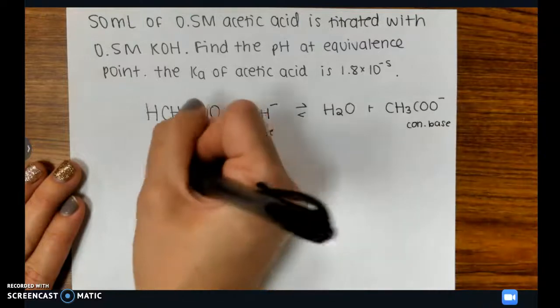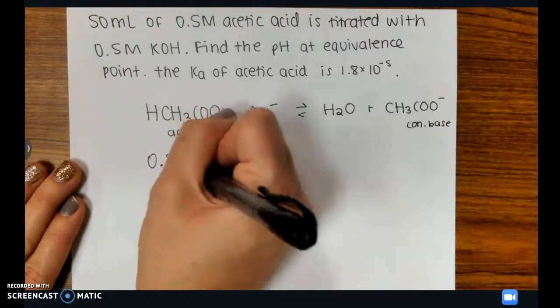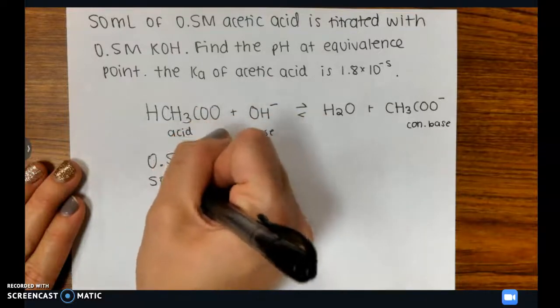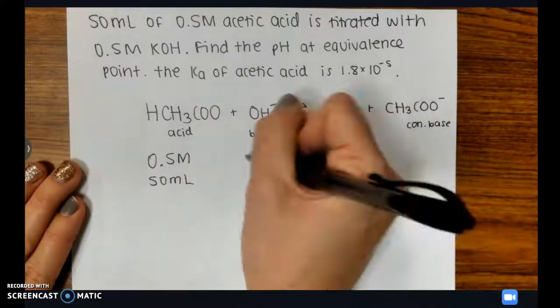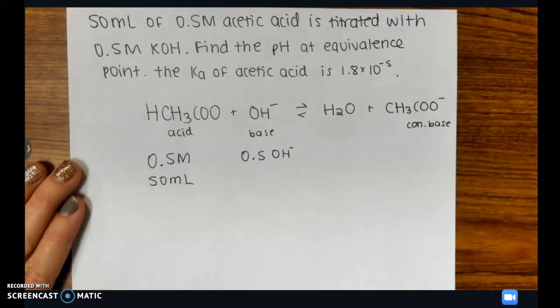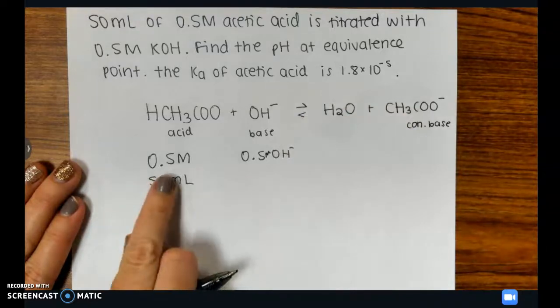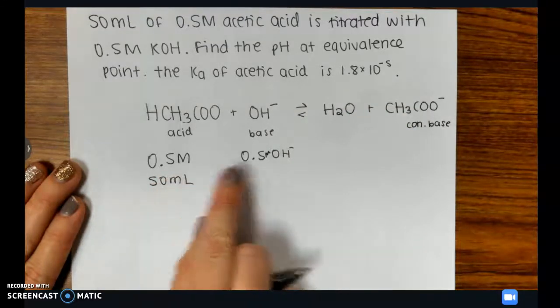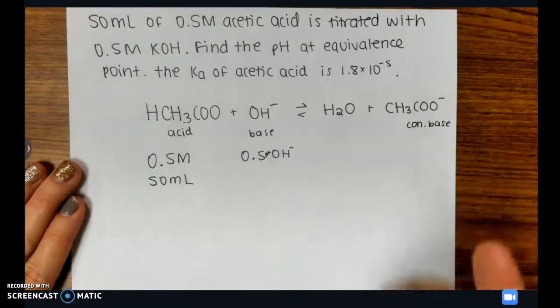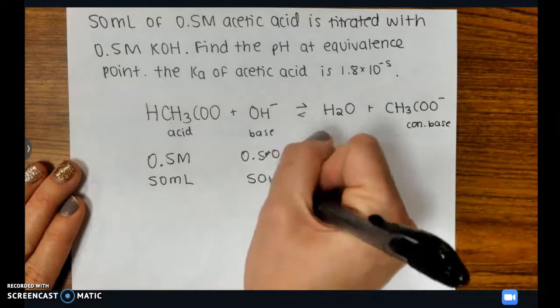And so what do we have? We've got 0.5 molar acetic acid, and we had 50 milliliters of it. And we added 0.5 molar hydroxide to it. And so equivalence point is when moles of acid equal moles of base, and that should say M. Because these are equal molarities, the amount of base we added is the same amount, 50 milliliters.